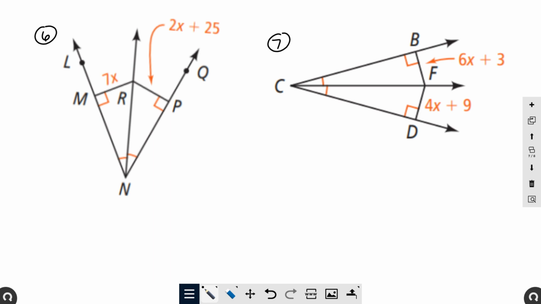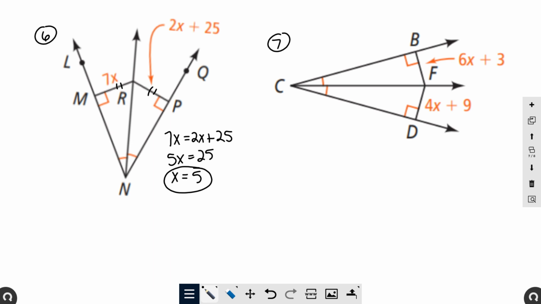Now, do these look like the picture that's on your index card? Yeah, we got the angle bisector, we got those right angles, and these two things are labeled, the 7x and the 2x plus 25. What should we do with those two things? Set them equal, because it said that they are equidistant from the sides, so these two parts are equal to each other. So we set these things equal to each other and then solve it. What would you do to solve? Minus the 2x and then divide by 5. So x would equal 5.